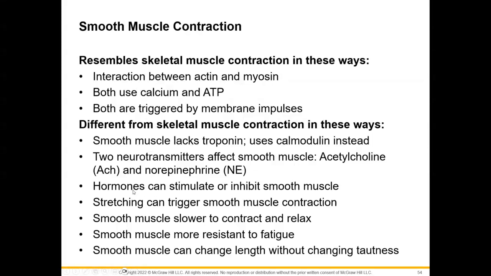Okay, hormones can stimulate or inhibit smooth muscle. Stretching can trigger smooth muscle contraction. Smooth muscle is slower to contract and relax. And smooth muscle is more resistant to fatigue. Smooth muscle can also change length without changing its tautness.